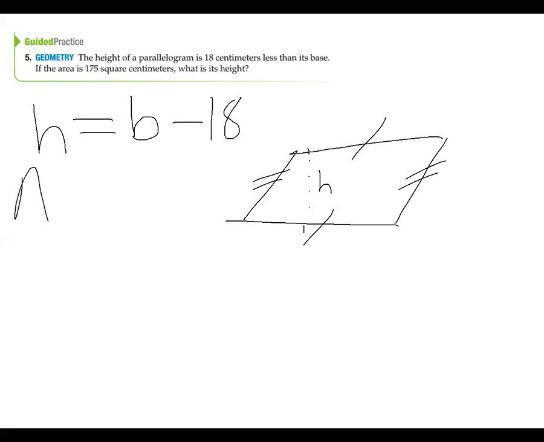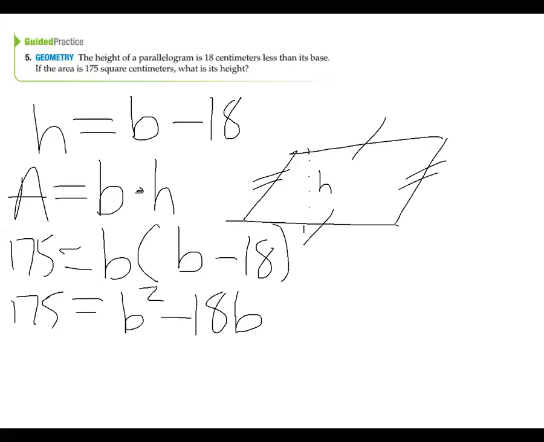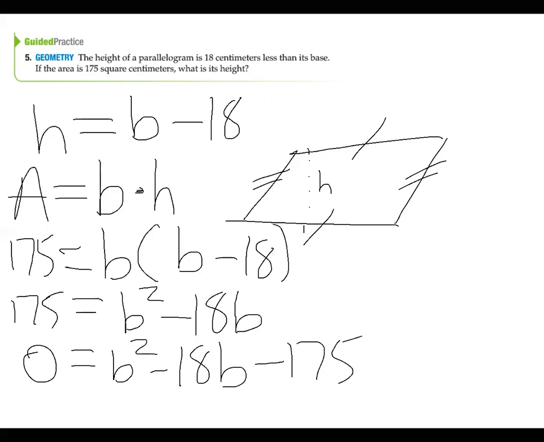The area of a parallelogram is base times height. So the base is B, the height is B minus 18. I also know that the area is 175, so I set it equal to 175, and I get 175 equals B squared minus 18B. And then I have to set that equal to 0, so you have B squared minus 18B minus 175. So I need to find factors of 175 that add to 18.